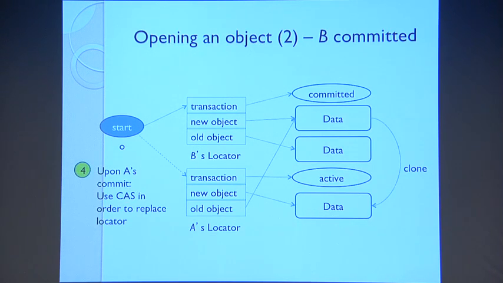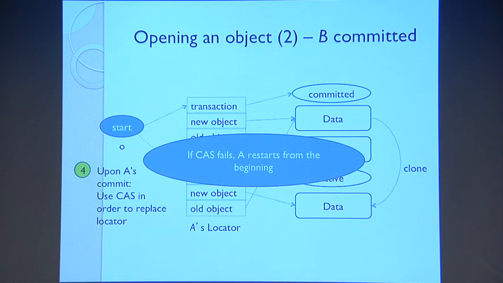Then, whenever it tries to commit, it will use a CAS operation to replace that TM object from pointing to B's locator to pointing to the new locator. So this is the idea if B is committed. And if this CAS fails, then A can either restart the transaction from the beginning or do some other stuff.